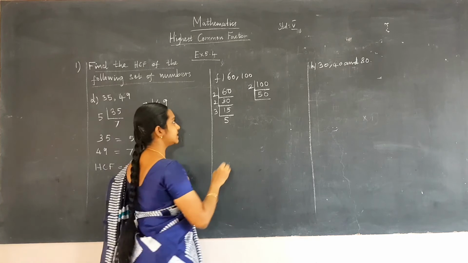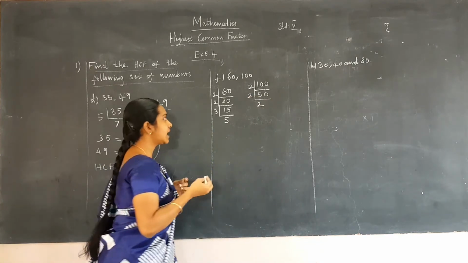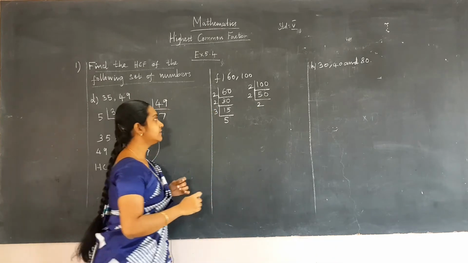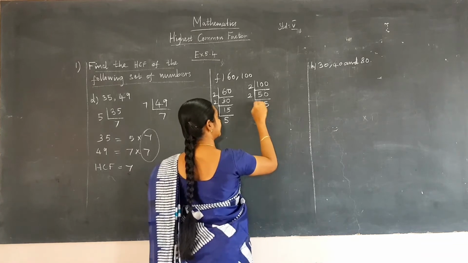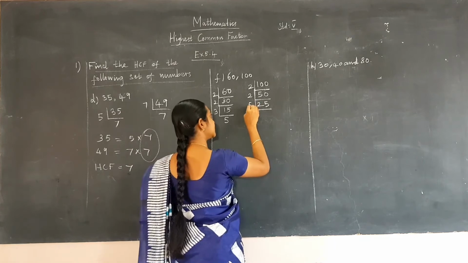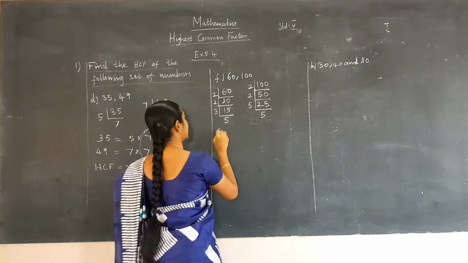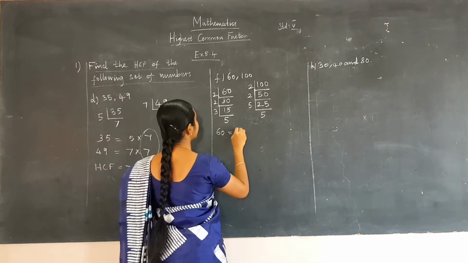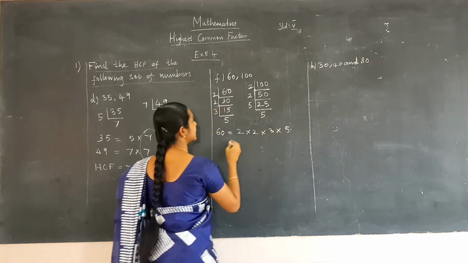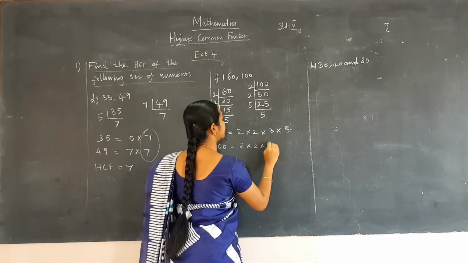Again factorize it with number 2. 2 into 2 is 4. We have remaining 1. So the number here will be 10. 5 into 2 is 10. Factorize it with 5. 5 into 5 is 25. So write the numbers with the prime factors: 60 is 2 into 2 into 3 into 5. Next, for 100, 2 into 2 into 5 into 5.